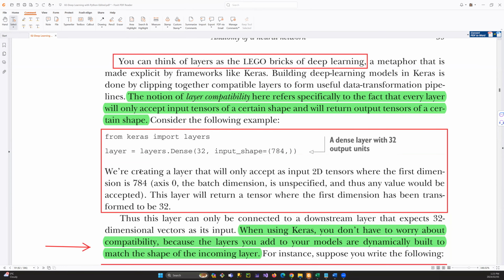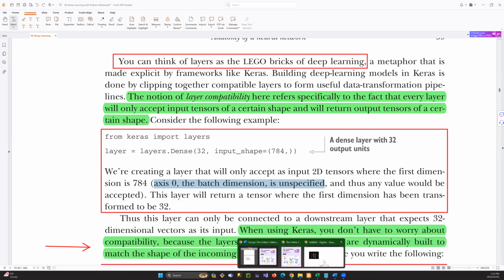And it says that we are creating a layer that will only accept as input 2D tensors, where the first dimension is 784, and the batch dimension is unspecified. Think about it, why we do not specify that. Or the better question could be, where do we specify that? Just think about that in here.